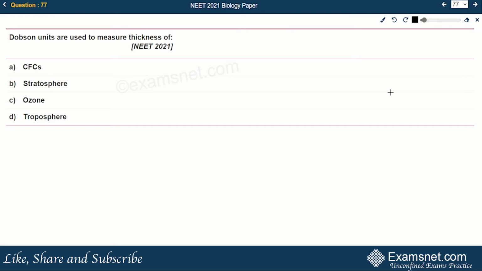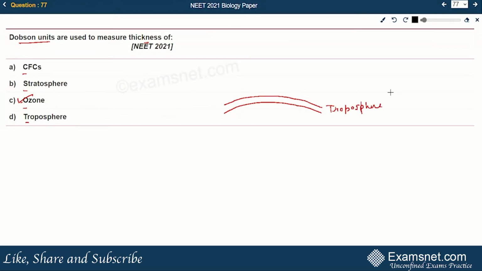Now question number 77 is from the chapter Environmental Issues, class 12, and the question is Dobson units are used to measure thickness of CFCs, stratosphere, ozone and troposphere. So the correct option is option C, that is ozone. Okay, so we know that our atmosphere has several layers, right? The lowermost layer of the atmosphere is troposphere, right?